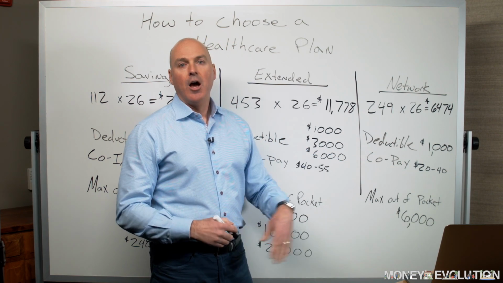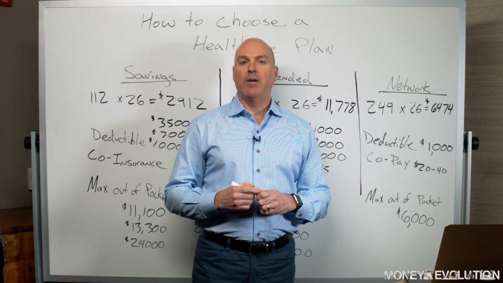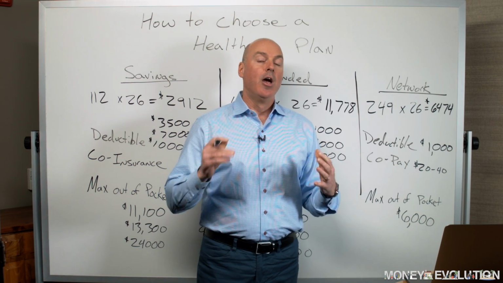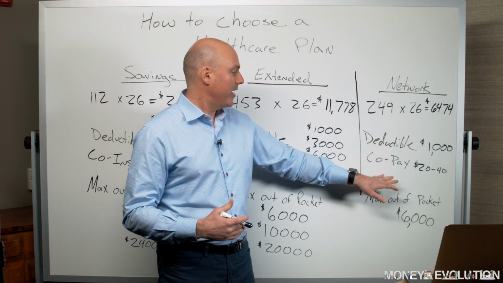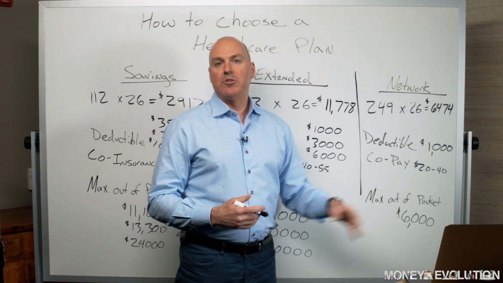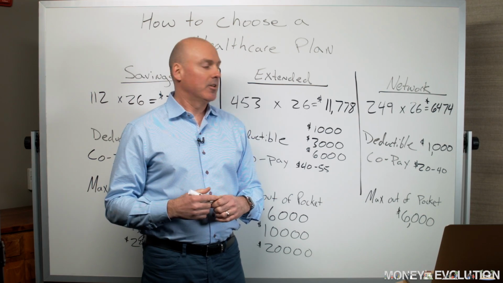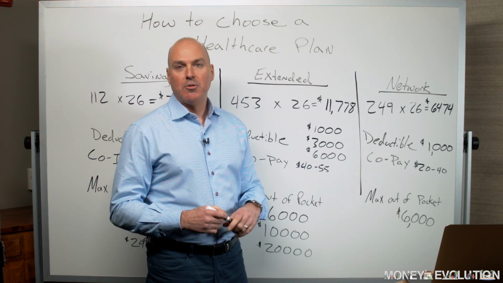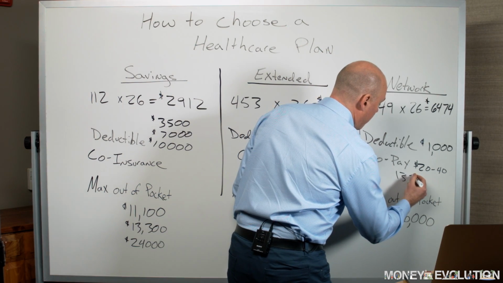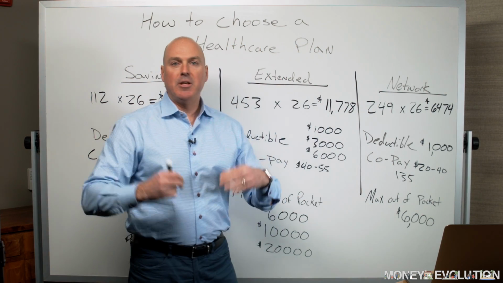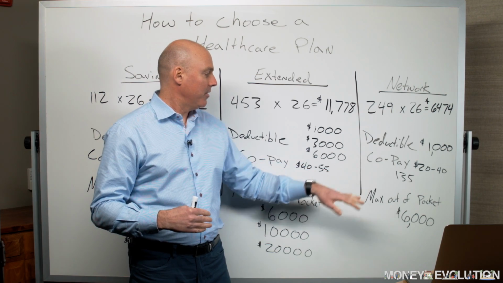And then you have a copay. That's another one of these terms and definitions. So a copay means you're going to pay a fixed dollar amount depending on the service that they're providing there. And that could range anywhere from $20 to $40. That's for a doctor's visit, for example. An emergency room is going to be a lot more expensive. That's actually going to be a $135 copay. But you know exactly how much you're paying there.